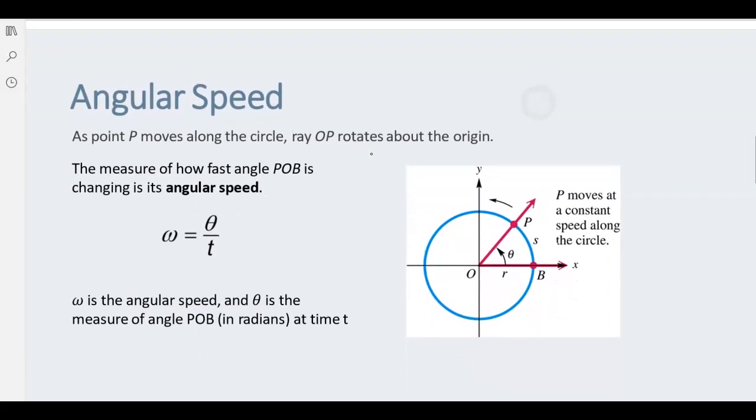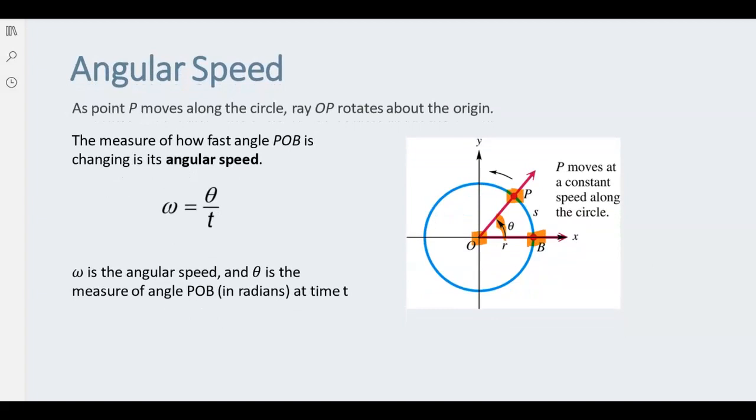Angular speed has to do with how quickly this angle is moving or opening. If you think about a bicycle that has spokes, and how quickly those spokes are moving around the circle at a particular speed. That has to do with the angle that is created partially by that point that's on the circle, and then also the vertex of the angle, which in this case is the origin. And then b would be the starting point.